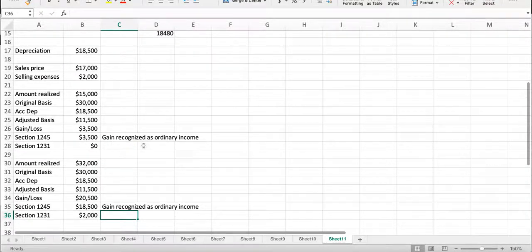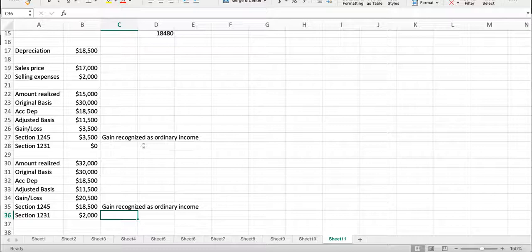So again, it's very simple. Don't let the terminology, section this and section that, throw you off. These are very common codes that we use in the world of tax. And there's a good chart on page 1117 that will help you walk through these. They're very straightforward and easy to understand. So if you have any questions, please let me know.